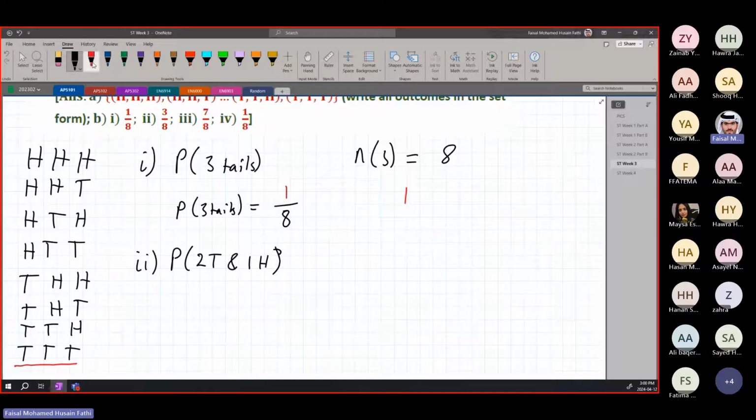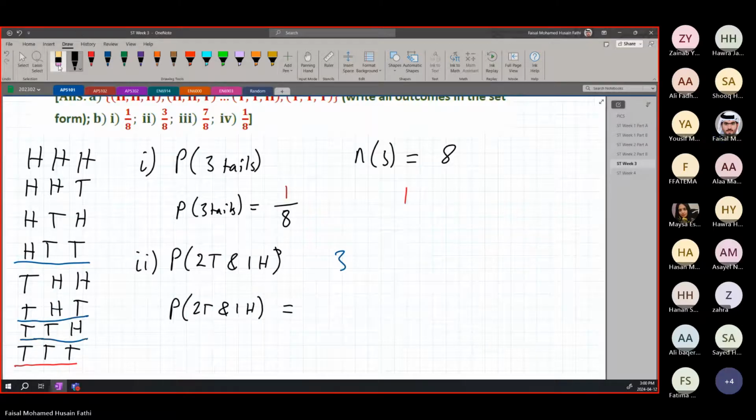2 tails and 1 head. Again, you're going to go here. You're going to look at what you have, where you have 2 tails first. So none of these have 2 tails. This has 2 tails and 1 head. This has 1 tail, 2 heads. No, this has 2 tails and 1 head. This has 2 tails and 1 head. And that's it. So we have 3. Again, it's going to be the P of 2 tails and 1 head is equal to 3 divided by 8.